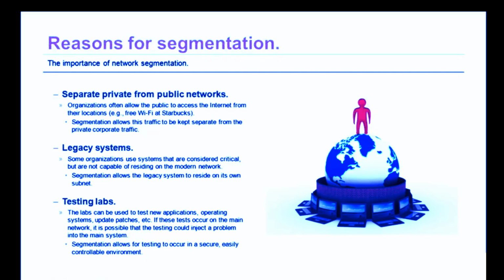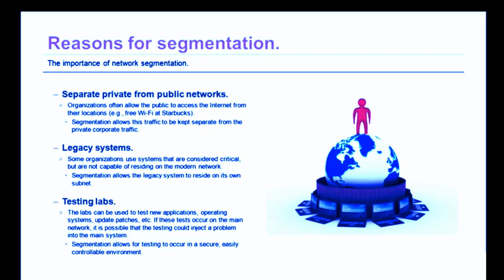Then there are legacy systems. Some organizations use systems that are considered critical to their operation, but are not capable of residing on modern networks. Segmentation allows the legacy system to reside on its own subnet and network without compromising its performance or the performance of the rest of the network.